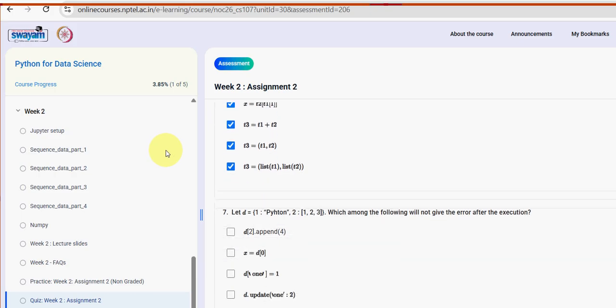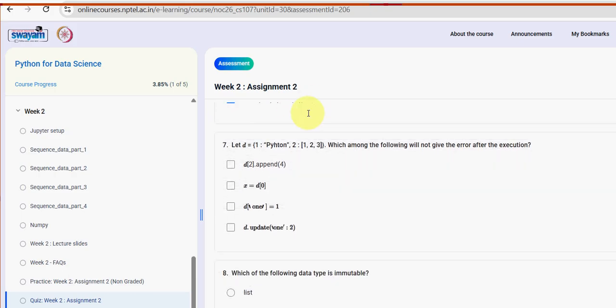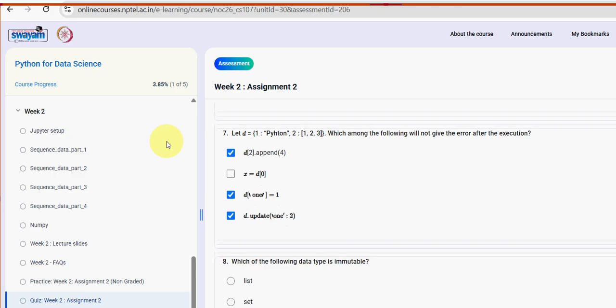Next, seventh question, which among the following will not give the error after execution? So for seventh question, three probable solutions, option A, option D, and option C guys. A, the first, third, and fourth options.